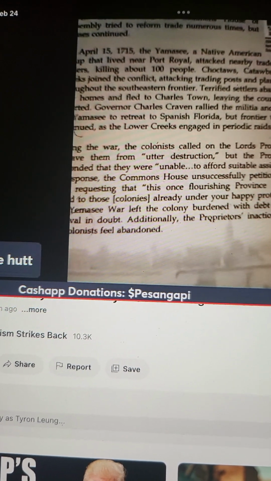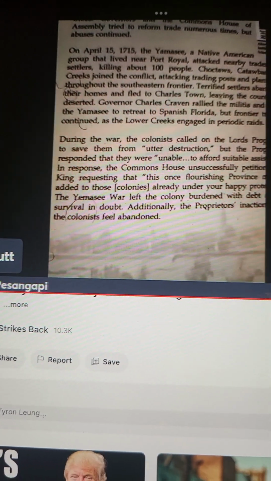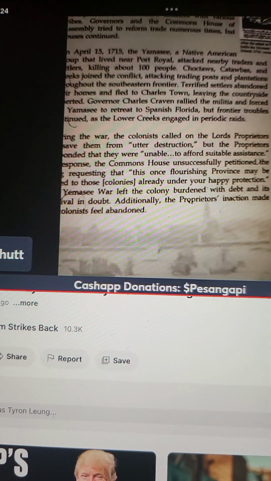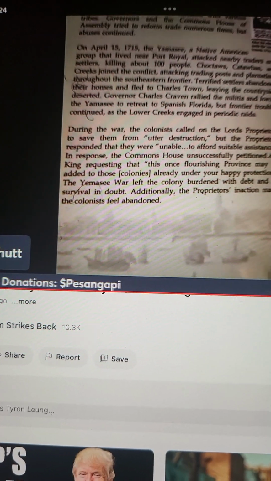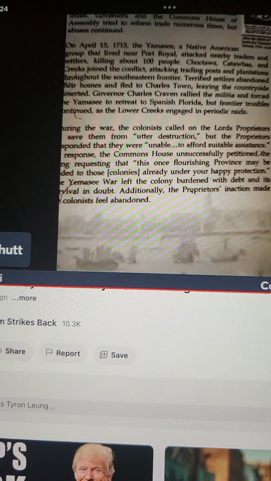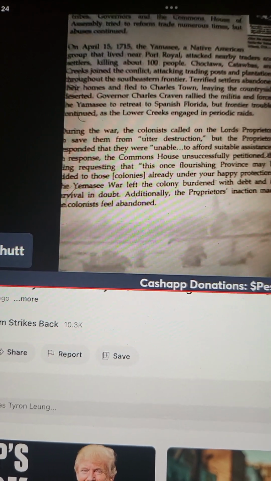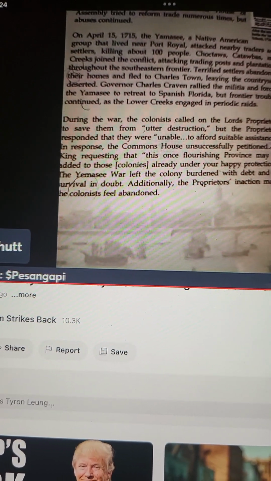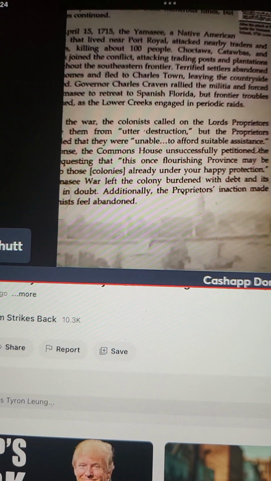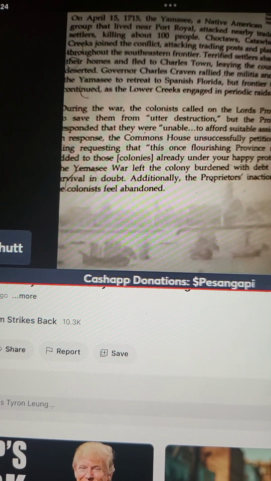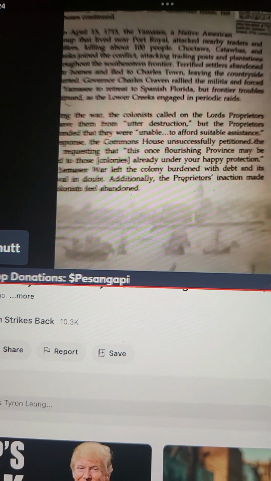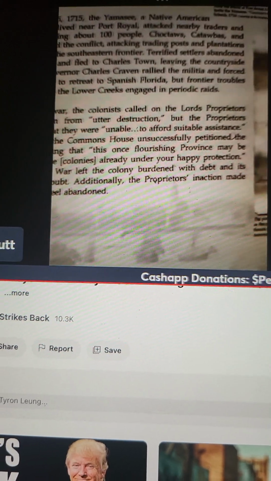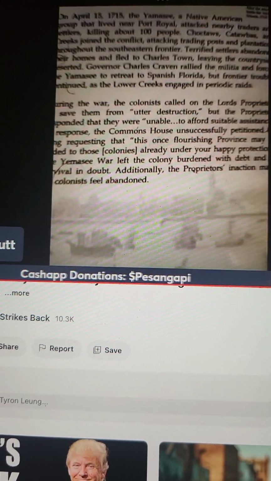The colonists called on the Lords Proprietors to save them from utter destruction, but the proprietors responded that they were unable to afford suitable assistance. In response, the Commons House unsuccessfully petitioned the king, requesting that this once flourishing province may be added to those colonies already under your happy protection. The Yamasee War left the colony burdened with debt and questioning its survival. Additionally, the proprietors' inaction made the colonists feel abandoned.